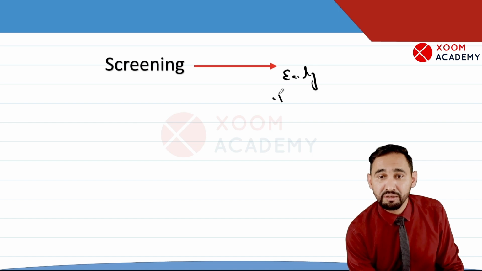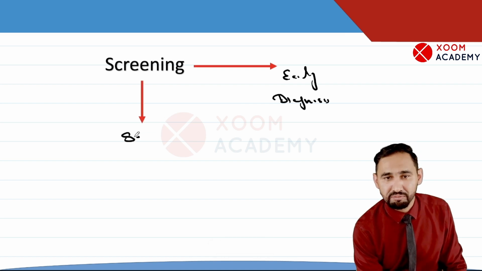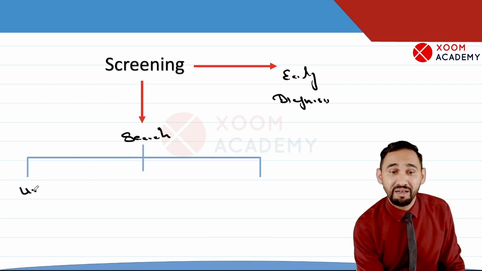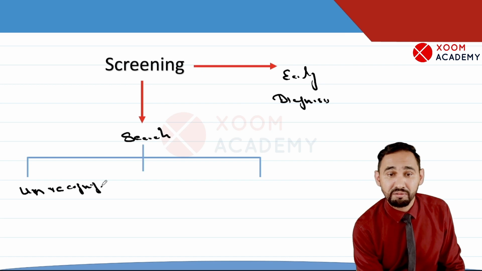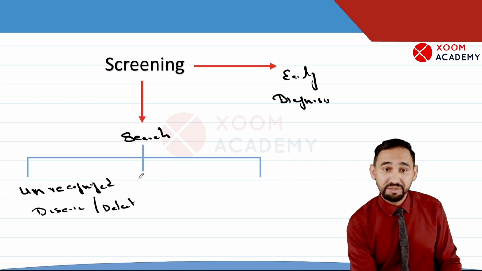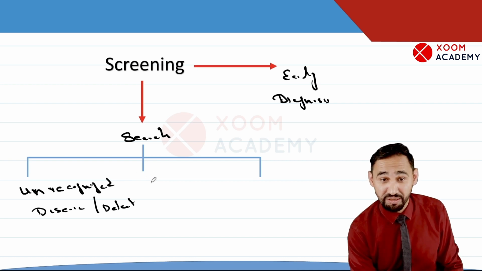Screening is done to diagnose the disease at early stages. What is screening? It is search. Search of what? Unrecognized disease. Disease is not being recognized. Or defect. This disease, unrecognized disease or defect, is searched in individuals, apparently healthy individuals.